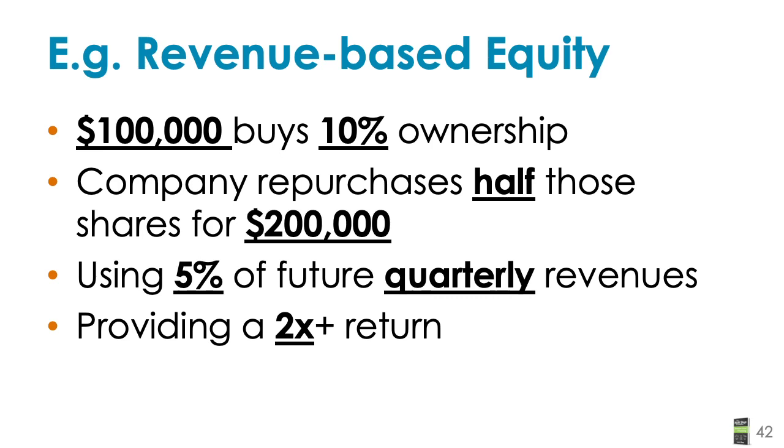Well, the revenue determines how many shares to buy back. So we look at the quarterly revenues. We multiply that by, in this case, 5%. And then we divide by the share price, that gets us $200,000. And then we do that transaction. And we do that every quarter until we run out of shares.